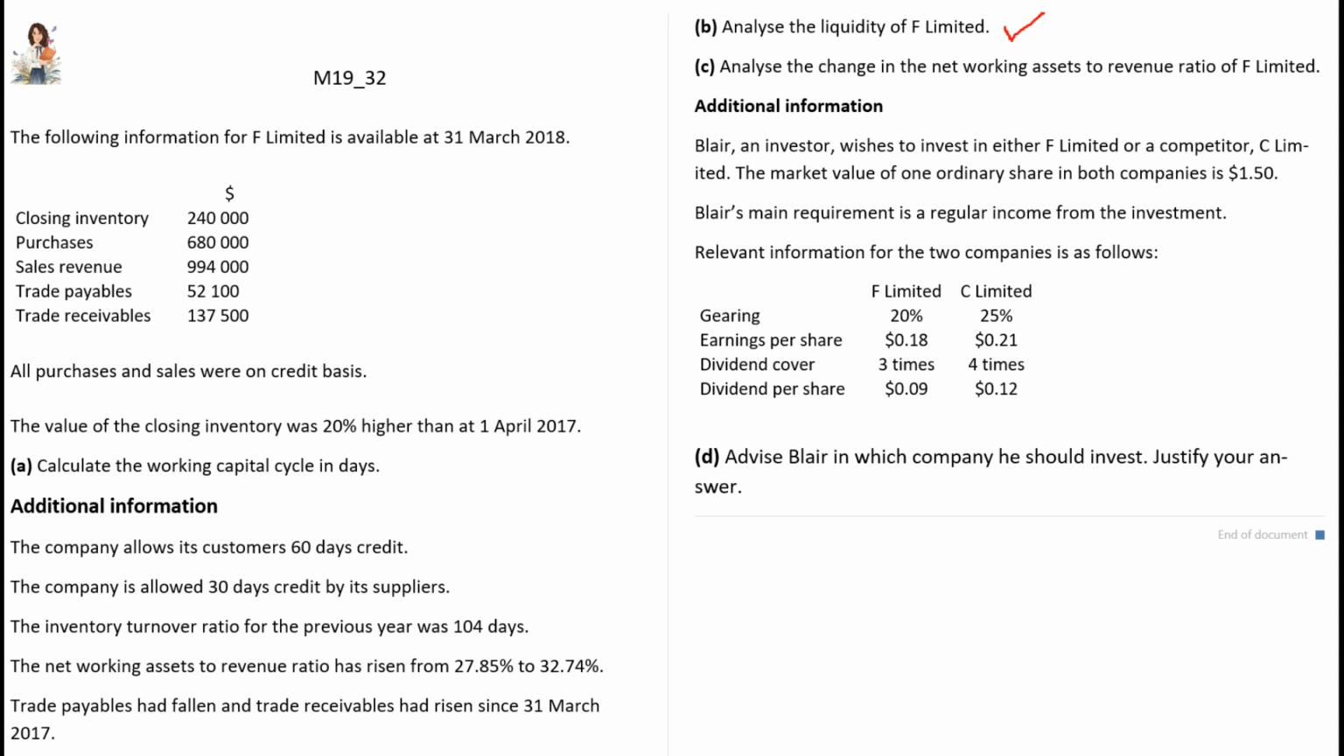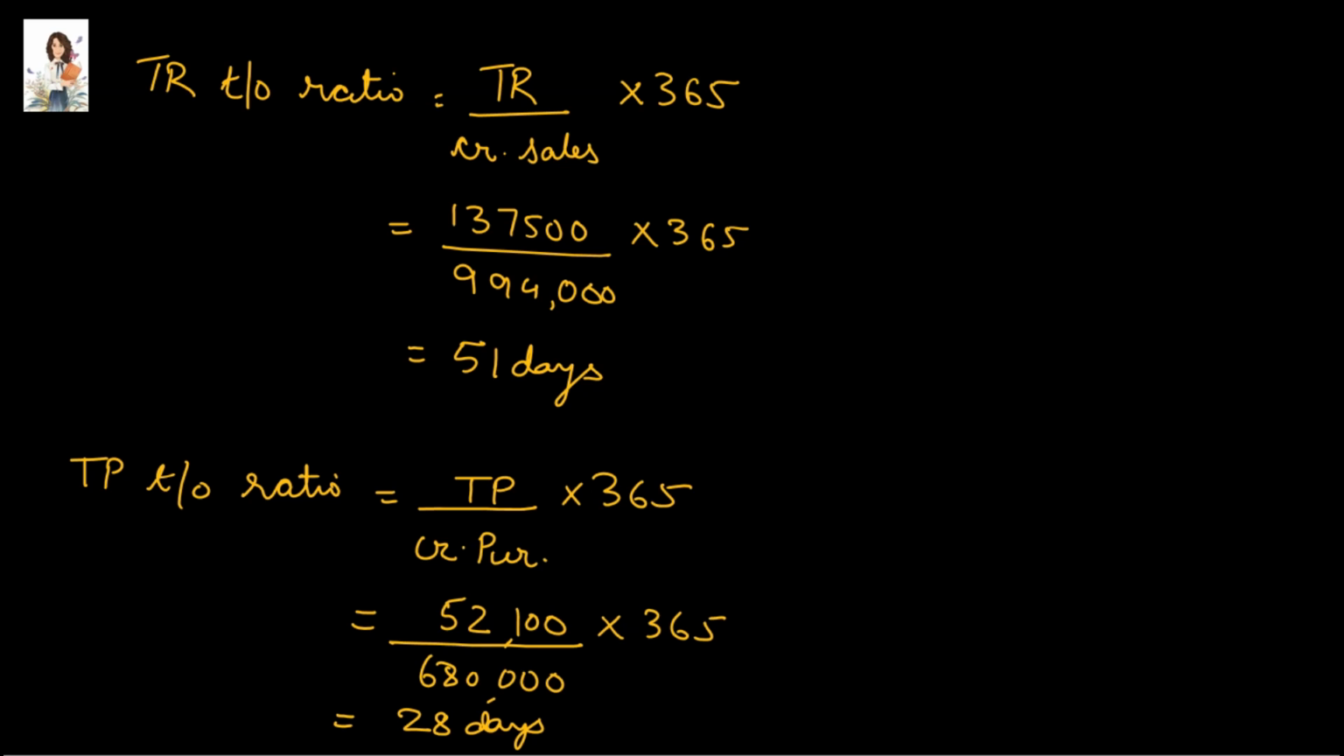In the additional information, we have been told that F Limited allows its customers 60 days credit and it is allowed 30 days credit by the suppliers. When we solved part A, we found that customers are paying within 51 days and they are allowed 60 days of credit, and we are paying our suppliers within 28 days where we are allowed 30 days of credit. That means F Limited's cash inflows and outflows are as per the agreed deadlines.